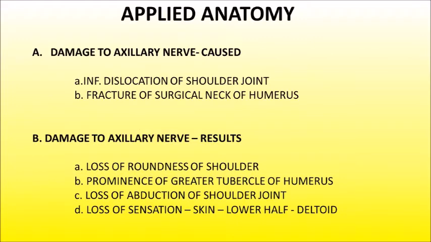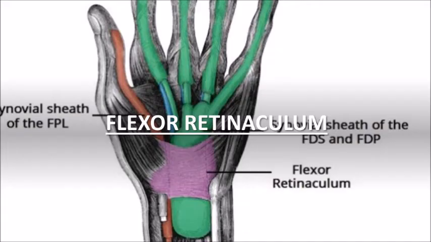Let us move on to its applied anatomy. The damage to the axillary nerve is caused by inferior dislocation of the shoulder joint, and the damage to the axillary nerve results in loss of roundness of the shoulder, loss of abduction of the shoulder joint, and loss of sensation of the skin over the lower half of the deltoid.